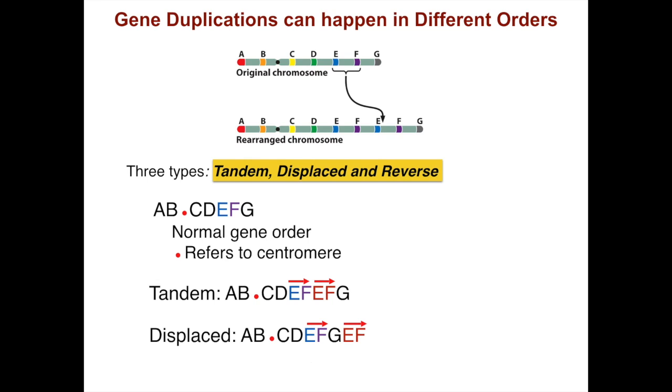If you have a displaced duplication, then E and F are separated by another gene, or they've moved to another part of the chromosome. Here they've moved to the end of the chromosome. And if you have a reversed duplication, then the orientation of F and E is reversed. And just to be clear, the arrows I'm showing in this slide indicate the orientation of the genes.